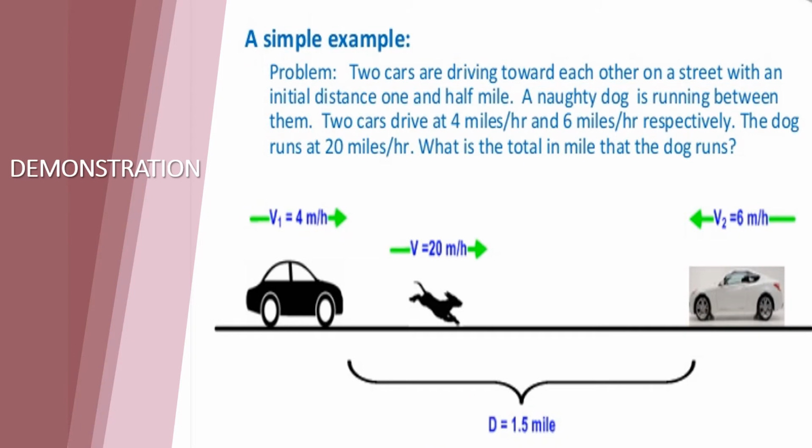Here is a demonstration. This is an example of a demonstration. If you notice, there's a math problem there. Two cars are driving toward each other on a street with an initial distance of 1.5 miles. A naughty dog is running between them. The two cars are going 4 miles an hour and 6 miles an hour, respectively. The dog runs at 20 miles an hour. What is the total in miles that the dog runs?